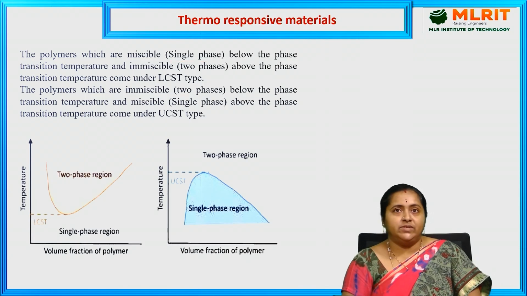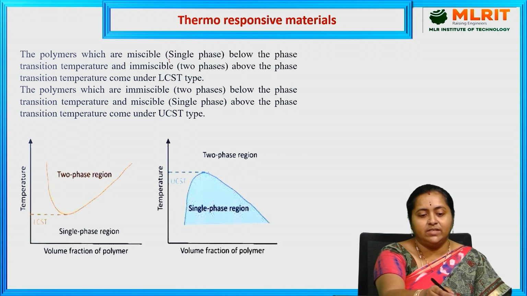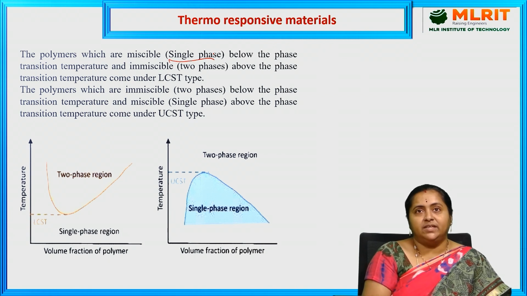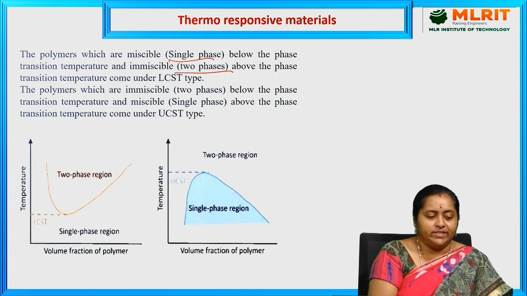The polymers which are miscible are named as single phase below the phase transition temperature, and they will exist in two different phases above the phase transition temperature. So at lower CST it will exist in single phase, and above upper CST it is having immiscibility. It means it does not dissolve. Those polymer materials are immiscible in nature. That's why they will exist in two different phases.